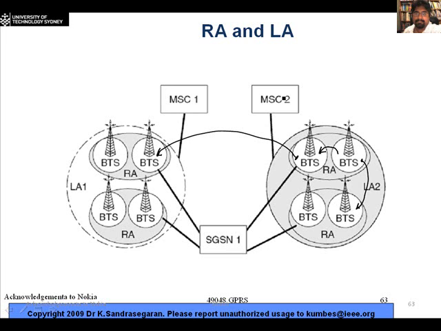So the whole idea of creating this concept of routing areas and location areas and the cell boundaries is essentially to minimize the amount of signaling and paging that you have to do for mobile terminated voice calls as well as mobile terminated packets.